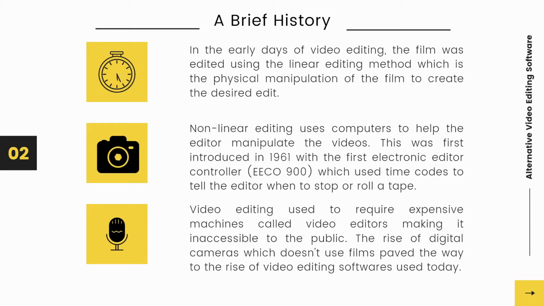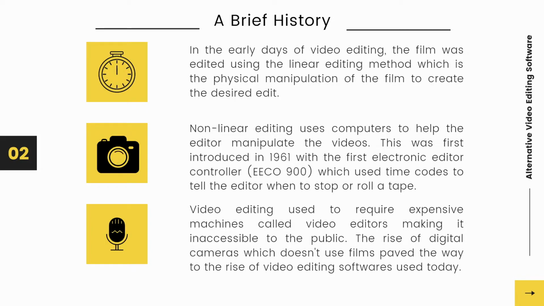As many years passed and new technology arose, non-linear editing became widespread. Non-linear editing uses a computer to help the editor manipulate the videos. The first device that used non-linear editing was introduced in 1961, the EECO 900, which used time codes to tell the editor when to stop or roll a tape.